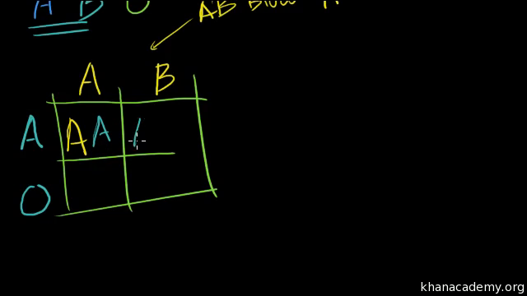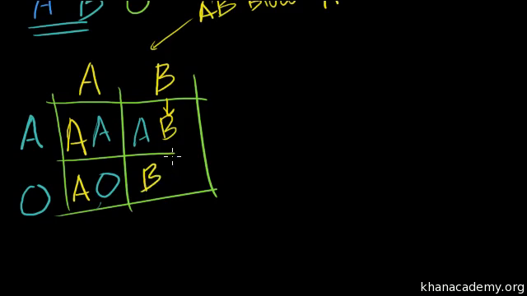You could get the A from your dad, and you could get the B from your mom, in which case you have an AB blood type. You could get the A from your mom and the O from your dad, in which case you have an A blood type, because this dominates that. Or you could get the B from your mom.